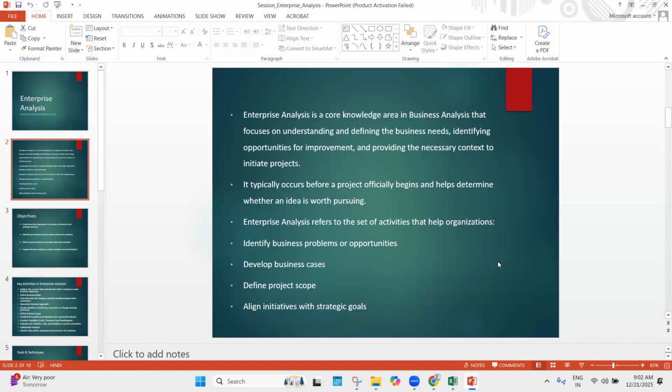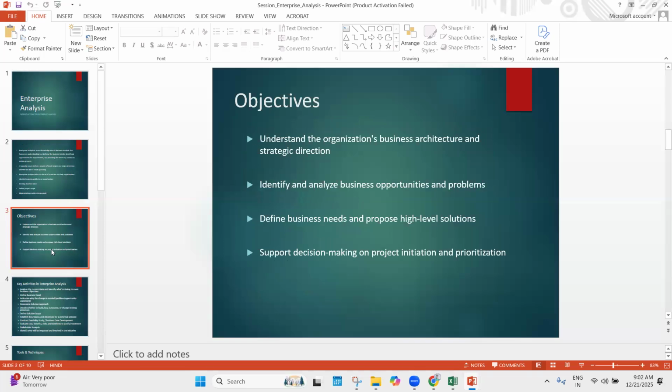So the enterprise analysis will be acting as the core knowledge for identifying and understanding the business needs and identifying the opportunities for improvements. As we already know, business analysis is performed at the organization level, and here the same will be performed at the enterprise level. The enterprise analysis refers to the set of activities that help the different organizations, like identifying the business problem, developing the business cases, defining the project scope, and aligning with the sets of activities.